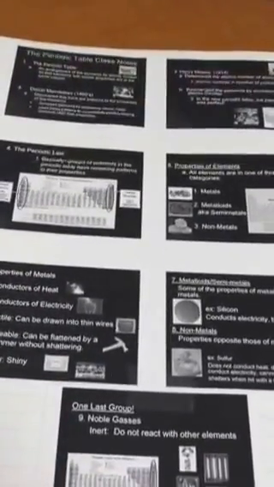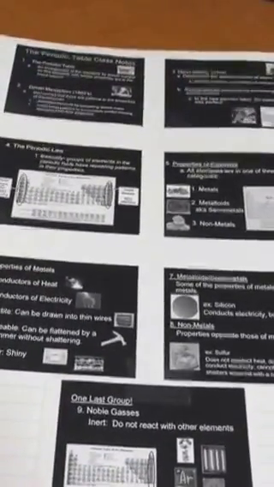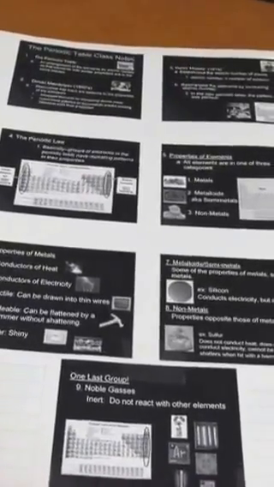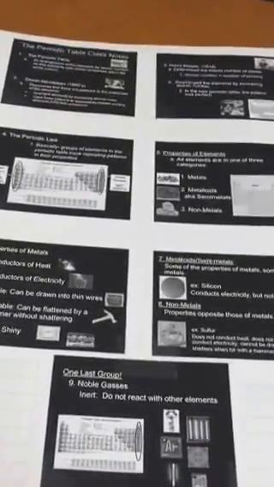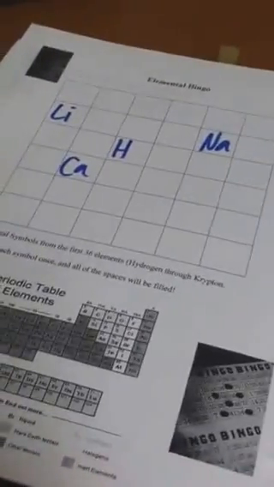Page 110 is your notes on the periodic table. We took these in class on the way we organized the periodic table, as well as our notes on metals, nonmetals, and metalloids, as well as the noble gases. Again, your notes will be handwritten as I've printed the PowerPoint. Page 111 is the element bingo page, and we played bingo to memorize those first 36 elements.